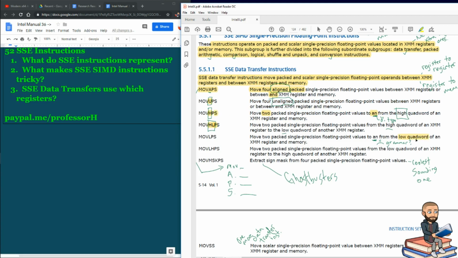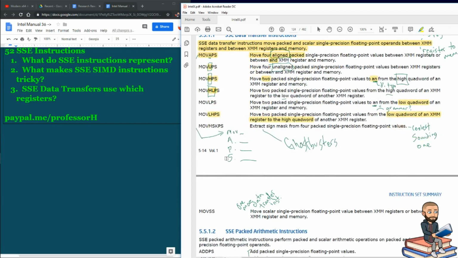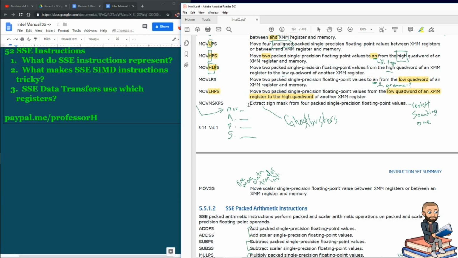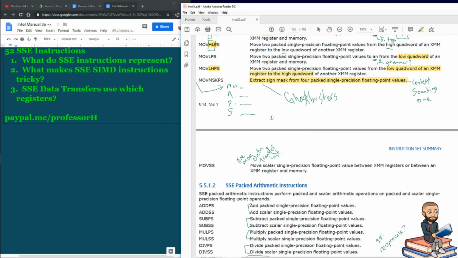So the next instruction is just a low quad word. Then we have a low quad word of that XMM register to the high quad word. So L, H, P, S. The last one for this page, but not the section. This is extract sign mask from four packed single precision floating point values. So you're simply extracting whether the number is positive or negative. And I suppose anytime I see the word extract, I think of that little Ghostbusters device.